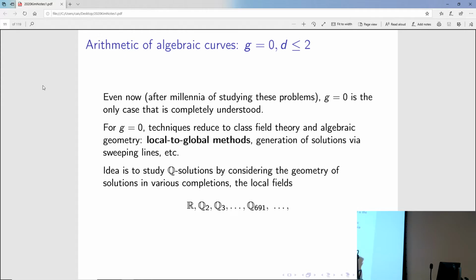The real completion, the 2-adic completion, the 691-adic completion, and so on. Whenever you complete these fields, the field is now much more actually geometric, right? There's a topology and absolute value, and it's complete, and so on, that allows us to solve the Diophantine problem over these kinds of fields at least much more easily than over the rationals.